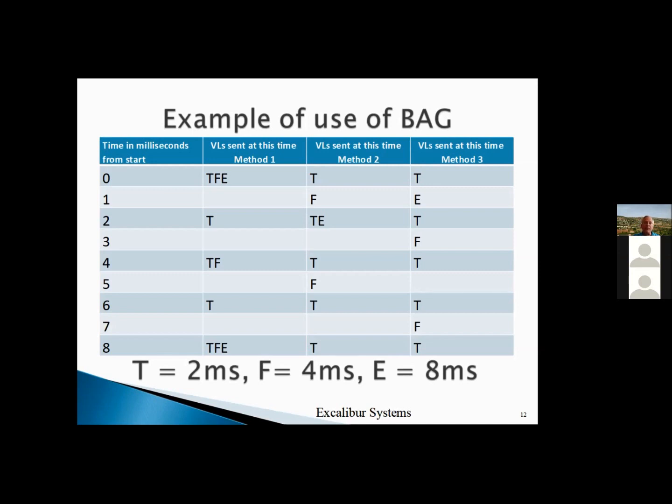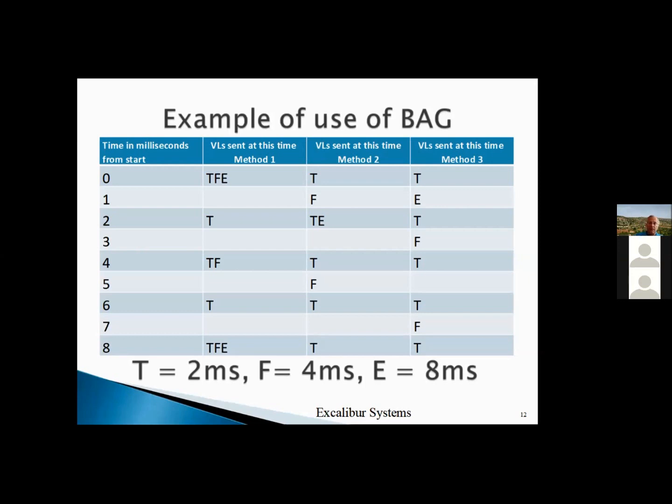Okay, so now I have 3 different ways that I can transmit these things, and all 3 of them are completely legal. All 3 of them are allowed by the spec. All 3 of them meet the requirements. And the requirements are that T goes every 2 milliseconds, F every 4, and E every 8. And yet there are huge differences between them.